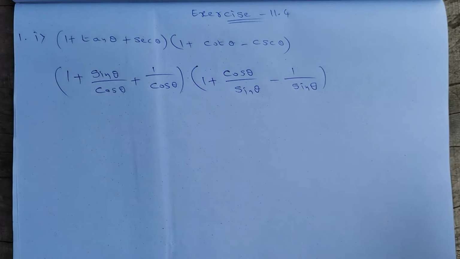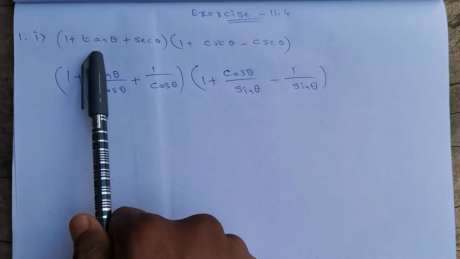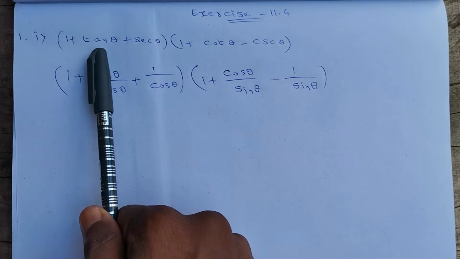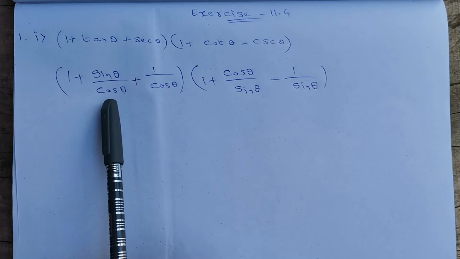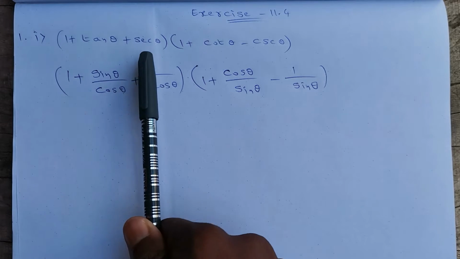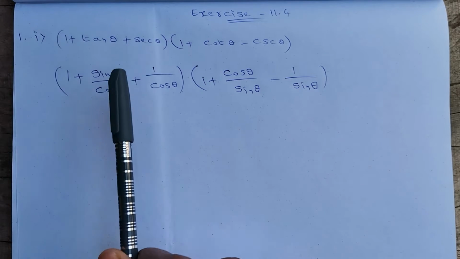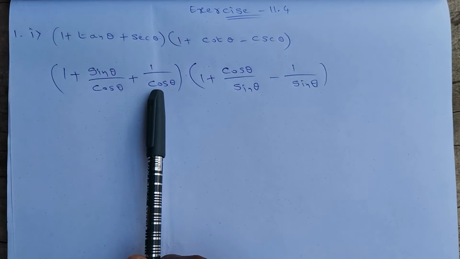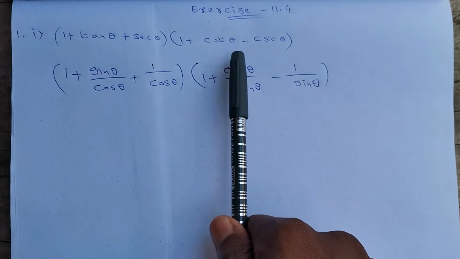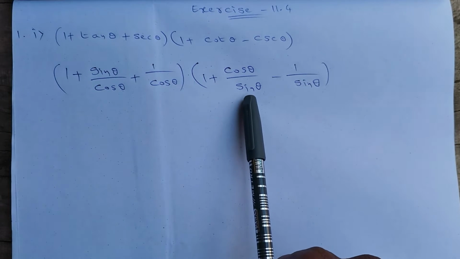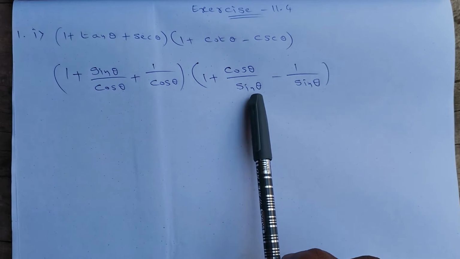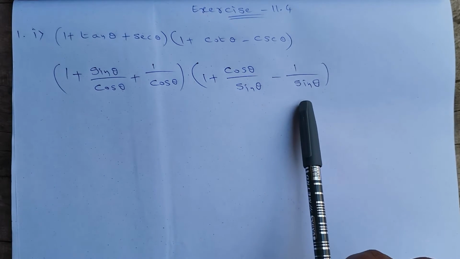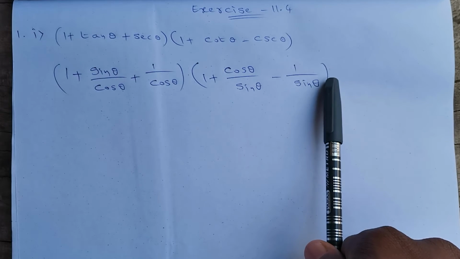While solving, even in the exams, most of the students make mistakes here only. For tan θ, they don't know whether to write it as sin θ by cos θ or simply 1 by cot θ. For sec θ, they don't know whether to write it as 1 by cos θ or leave it as sec θ. Same for cot θ, 1 by tan θ or cos θ by sin θ, and cosec θ, 1 by sin θ or directly as cosec θ.